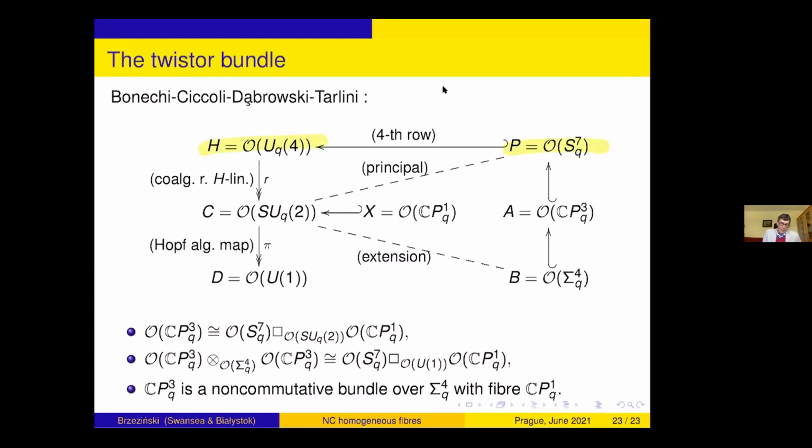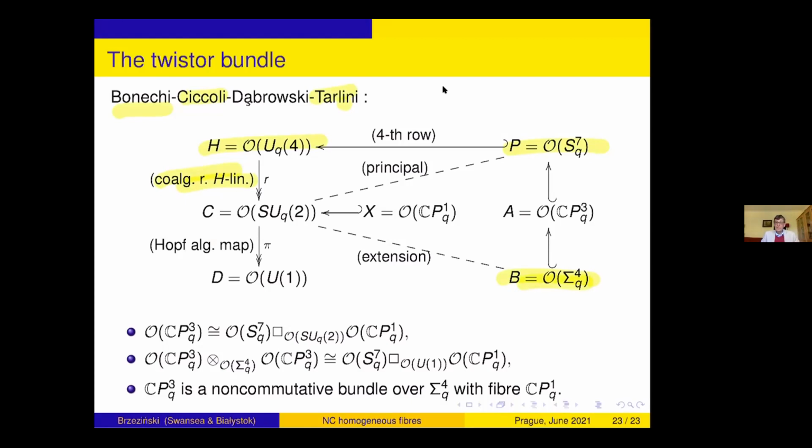Then this bit here is embedding S7Q into UQ4. It's part of the work of Bonechi, Ciccoli and Tarlini. This map R is a particularly designed H-linear projection down to SUQ2, and the fixed points are a version of a quantum sphere. Together with Dąbrowski, they showed that this is a principal extension: the quantum seventh sphere is a principal SUQ2 algebra extension over this fourth sphere.